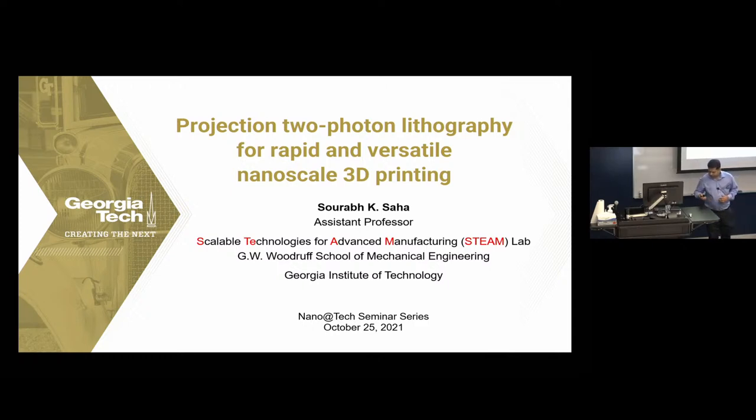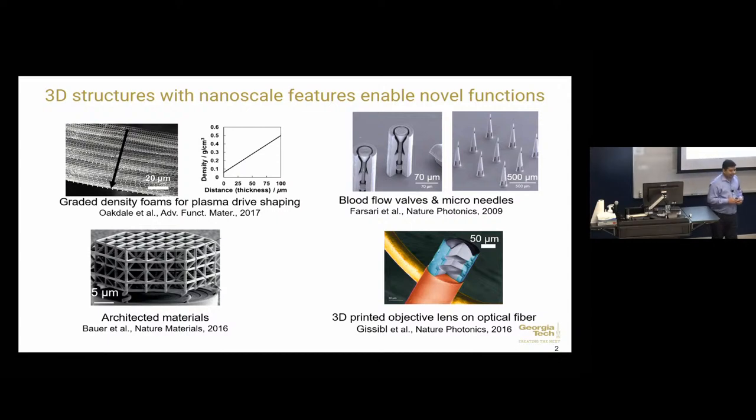Before we even go to that, why do we care about nanoscale additive manufacturing? These are some images of structures printed using the two-photon lithography process. The images on your left are structures where the fine nanoscale features make a difference in the function. The image on the top is an architectured material where the density changes by a factor of 7 within about 100 micron thickness. These kinds of materials are very useful in controlling pressure waves as you compress a material to very high pressures, like those inside planets. So these are very useful for studying nuclear fusion reactions.